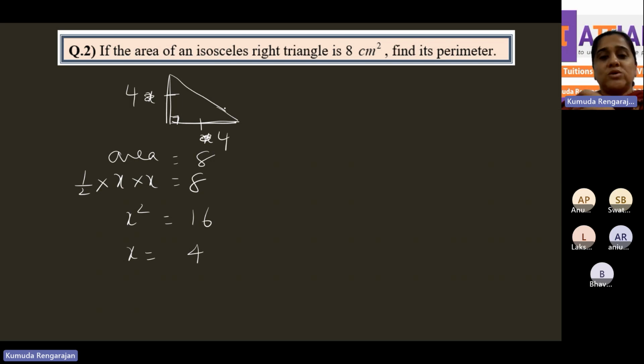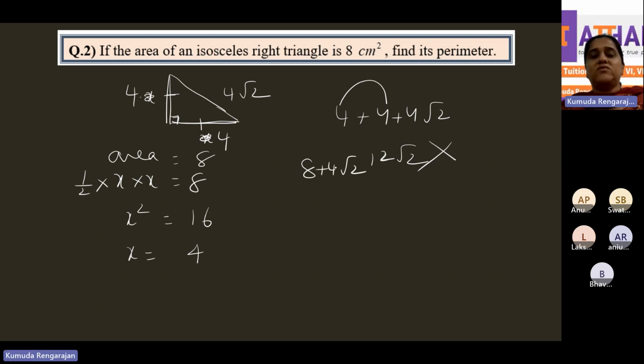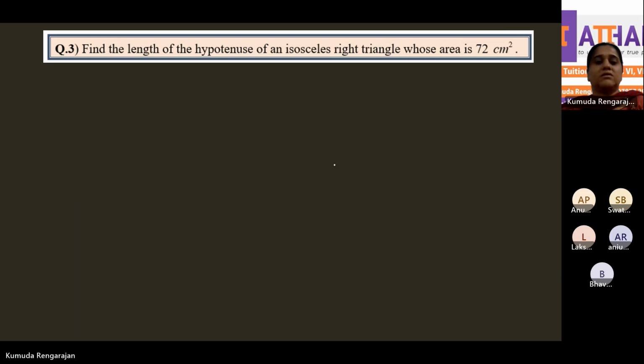Now using Pythagoras, why should you find the hypotenuse? Because we'll have to find the perimeter, so you need to know the length of all three sides. We find the length of the hypotenuse using Pythagoras theorem, and we find that to be 4 root 2. Now perimeter is equal to 4 plus 4 plus 4 root 2. Remember, 4 plus 4 plus 4 root 2 is not 12 root 2. 4 plus 4 is 8. 8 plus 4 root 2. That's it. Correct? Yeah. Take on this question, children.